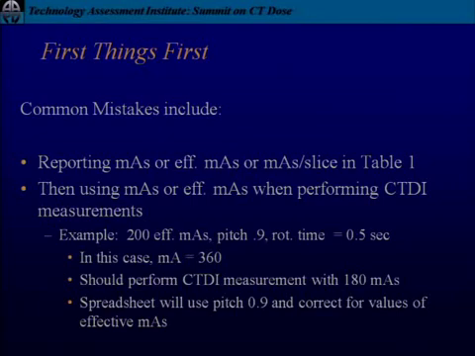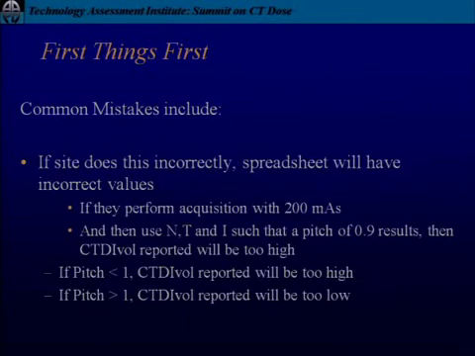The spreadsheet will correct for that using the fact that it used 180 and divide by the pitch of 0.9, and that'll correct for those values for effective MAS. Okay? So this can be a small thing, it can be a big thing. I'll show you why in just a second.